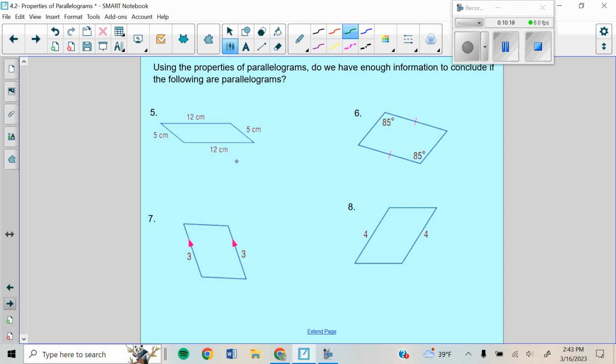We need to decide, is there enough information to say, yes, it is, or no, it's not. So if we look at the first one, I see I have 2 sets of opposite sides that are congruent, 5 and 5, 12 and 12. So yes, this is enough information to say that this is a parallelogram.